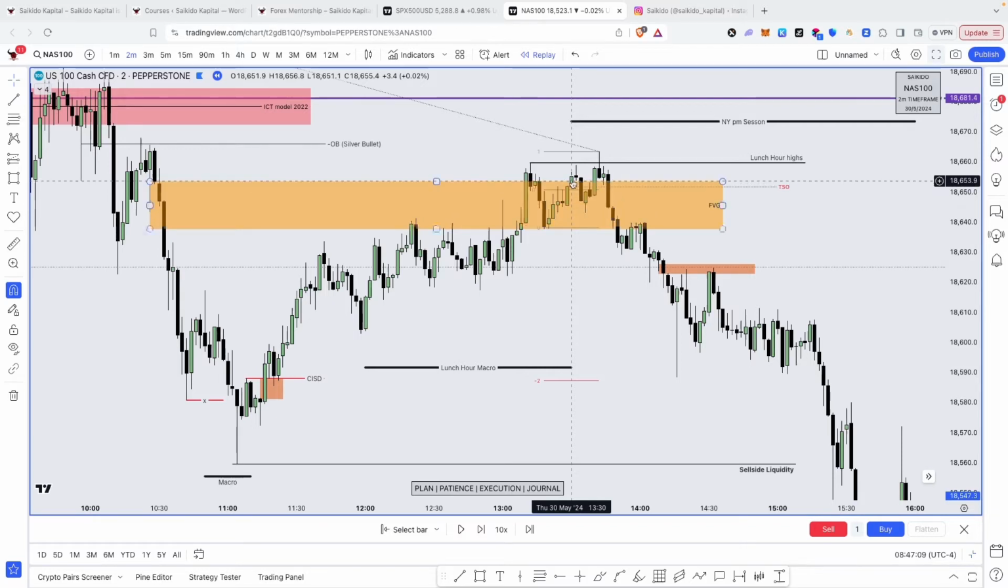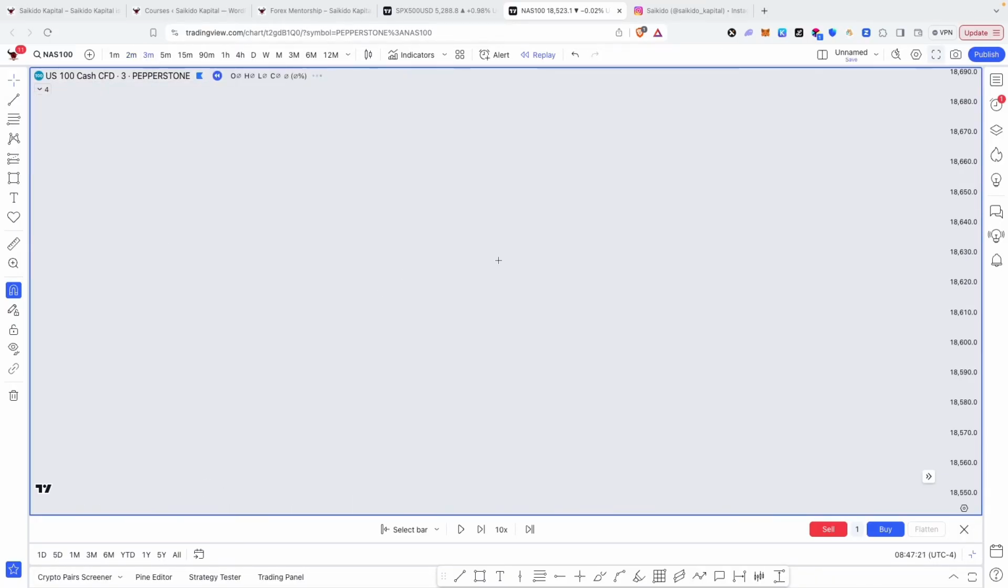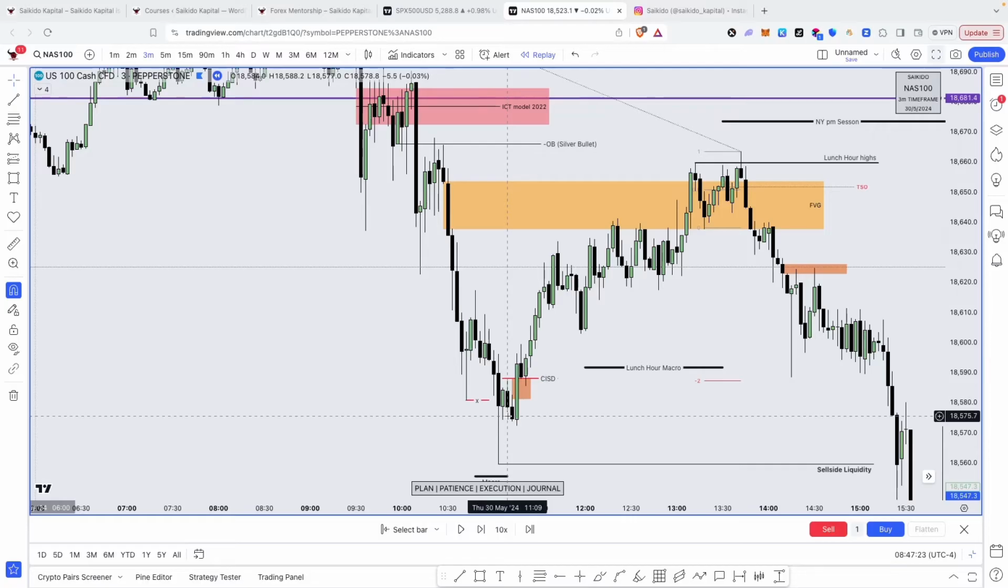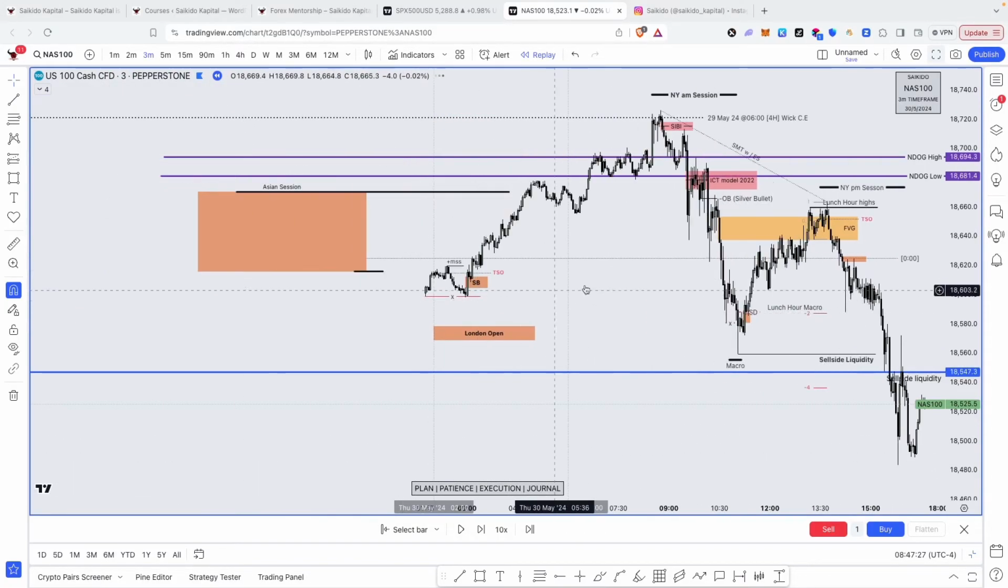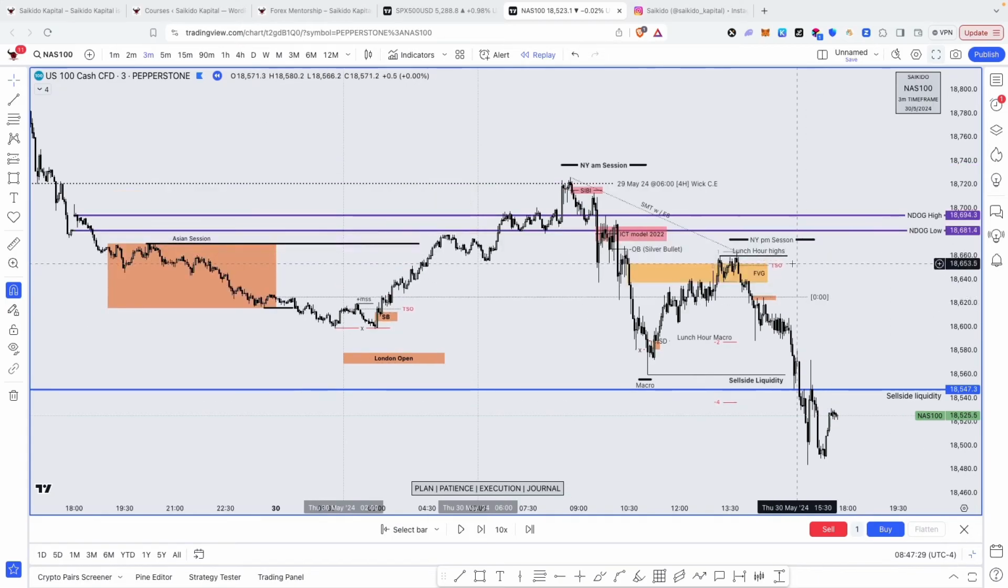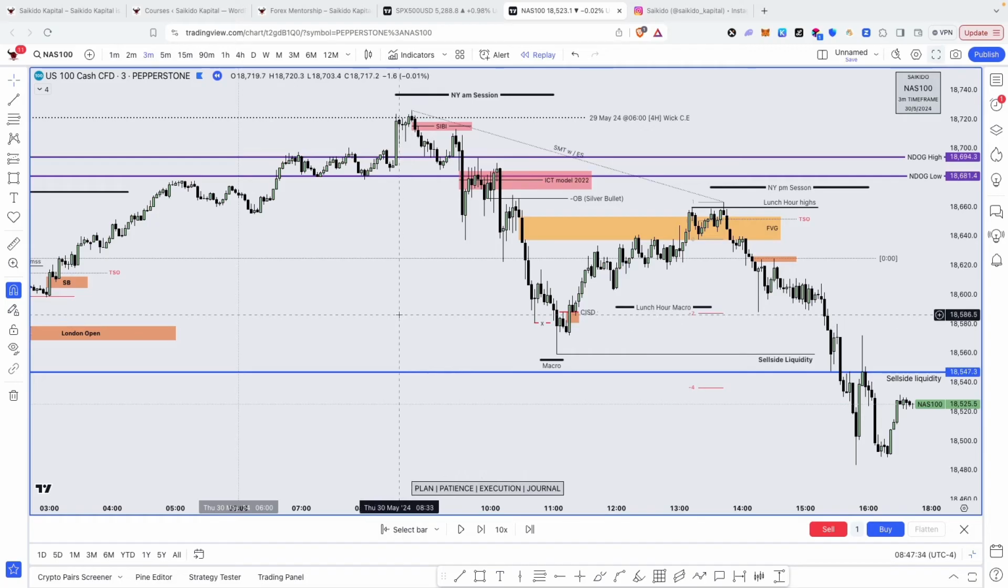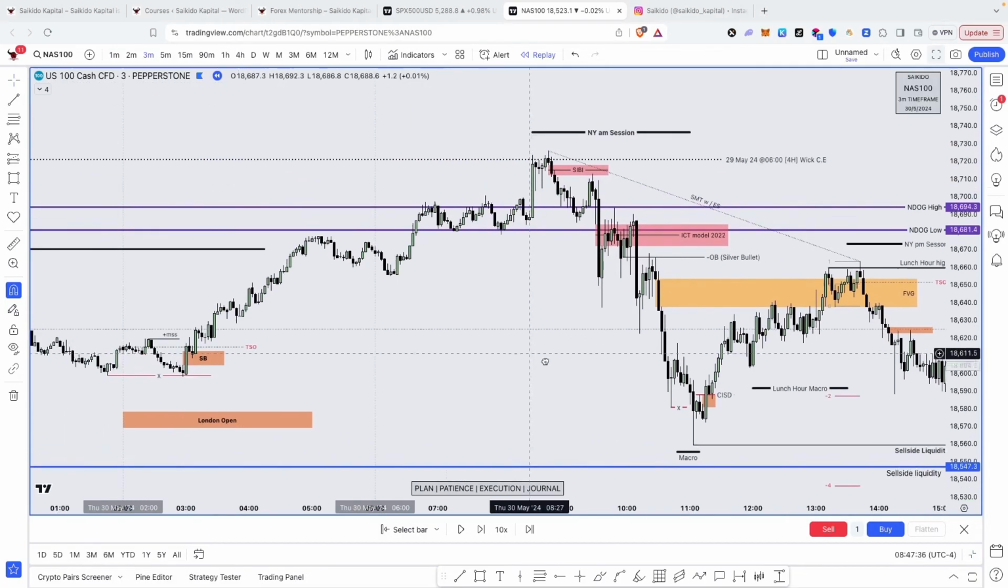So here you can see that I took the opening price at 1:30, and then we made relative equal highs, and then we took those highs out, displacement to the downside. We have this fair value gap. Let me go back to 3 minutes and show you, because now this is becoming a long video, but it's fine, guys, because I want to show you something. The SMT divergence is always key. Don't forget the SMT divergence, guys.